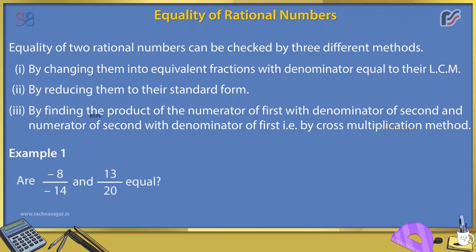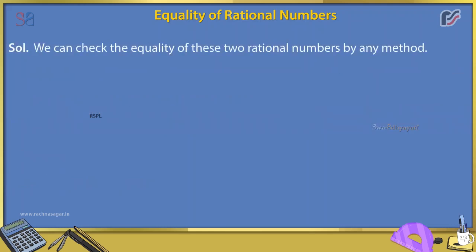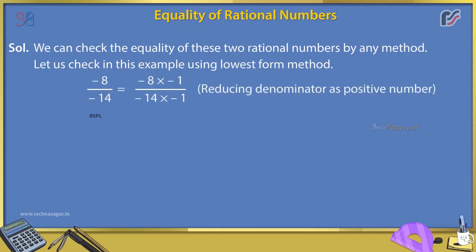Example 1. Are minus 8 by minus 14 and 13 by 20 equal? Solution. We can check the equality of these two rational numbers by any method. Let us check in this example using the lowest form method. Minus 8 by minus 14 is equal to minus 8 into minus 1 by minus 14 into minus 1, reducing the denominator to a positive number, which is equal to 8 divided by 2 by 14 divided by 2. The HCF of 8 and 14 is 2, so it is equal to 4 by 7.